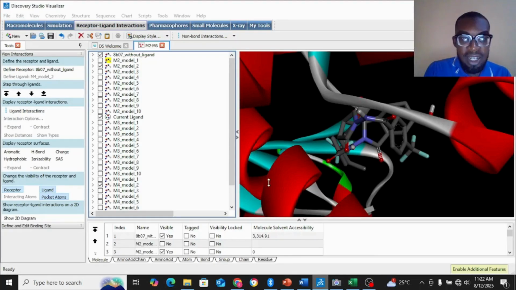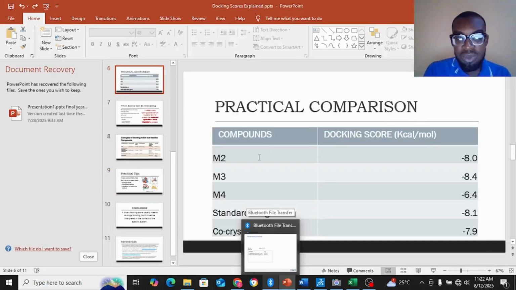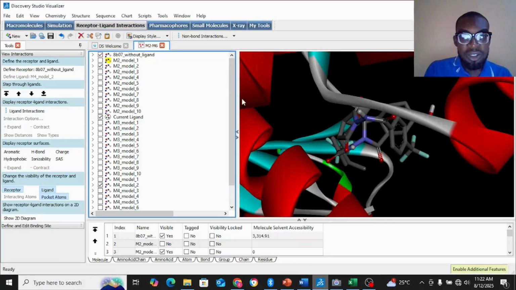So look, I showed you a result: M2, M3, and M4. Now you can see that this is the target protein 8B07.